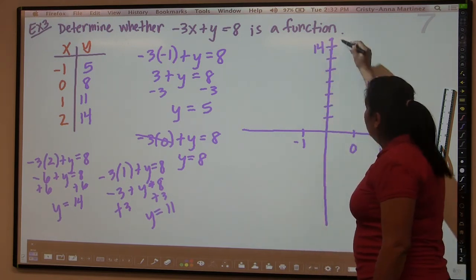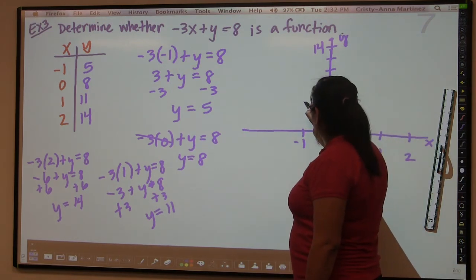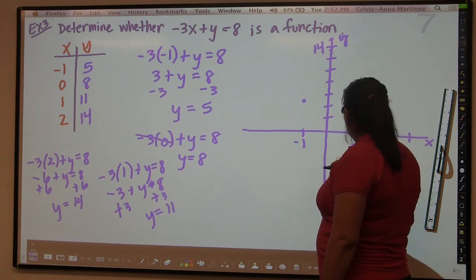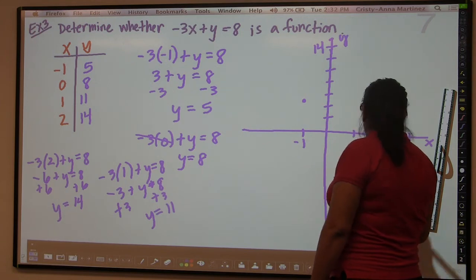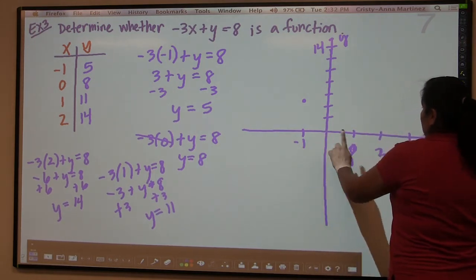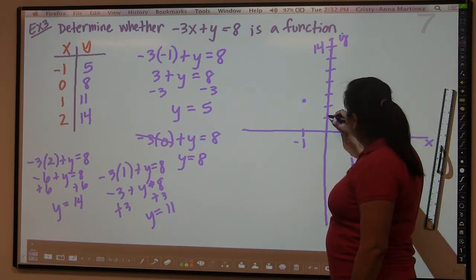Okay? And you can do that, all right? There's my y-axis. Oops, that should have been 0, 1, 2, 3. My bad. You got to fix your scale here. This is negative 1. 0 is right on the axis. And then this is 1, 2, and 3. So 0 is going to go to 8, 2, 4, 6, 8.